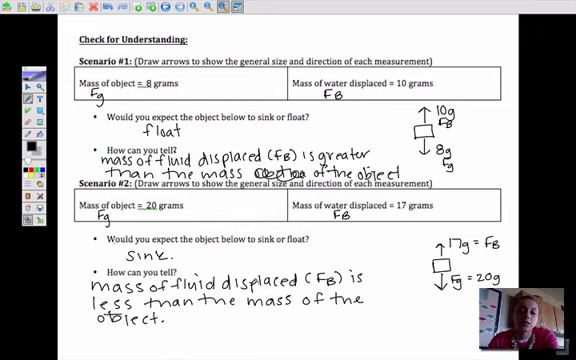So the next time we see you in class, we're going to be doing a lab on Archimedes' principle, and we're going to be filling up a film canister or a boat with sand and measuring the amount of water that is displaced versus the mass of the boat. And I'm hoping that the lab will make a lot of these ideas more concrete.